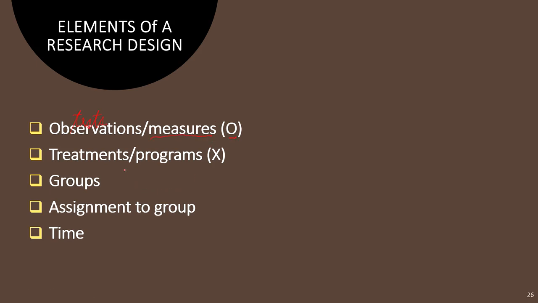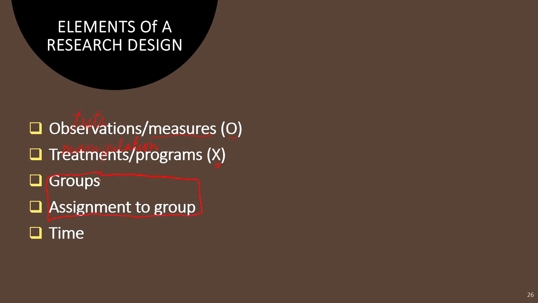And then you have something called treatment, or programs, okay? Usually in experimental, we call it treatment, okay? This is something you also know as manipulation. So this is represented by X in notation, okay? Kasi when we talk about research design, there is a notation that you have to create, okay? And then you have your groups. You have the assignment to the group. So obviously these elements go together.